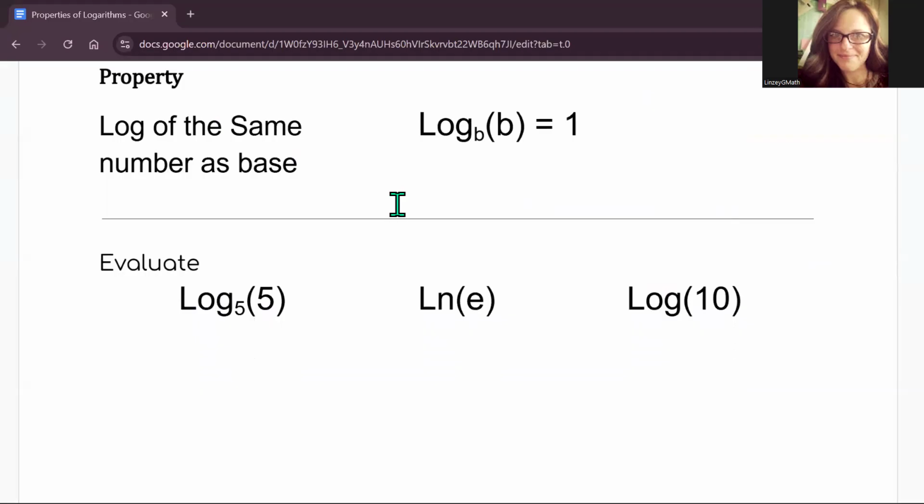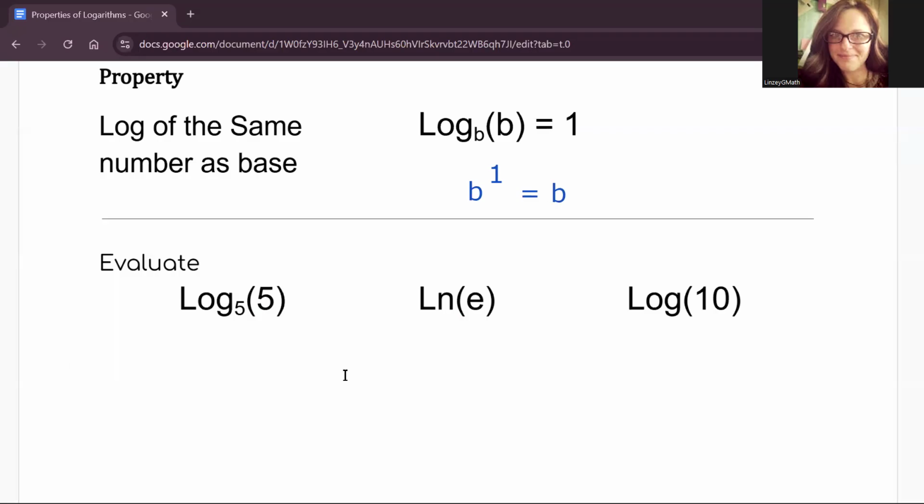Log of the same number as the base. Log base b of b is equal to 1. We can rewrite this using exponential form. b is the base, 1 is the exponent, and then equals b. b to the first power is b.